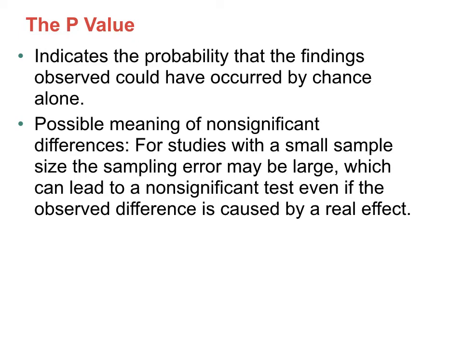For studies with a small sample size, the sampling error may be large, which can lead to non-significant tests, even if the observed difference is caused by a real effect. So this is why sample size becomes important. Doing the appropriate test becomes important. All these things actually interfere with your results or the interpretation of your results. So it's really important that statisticians and researchers, when designing studies and setting up their analyses, vet everything out and make sure they have the right things in place and have done their background research.